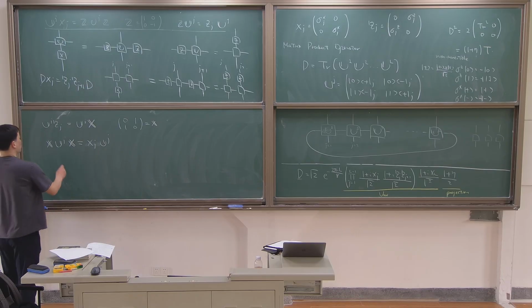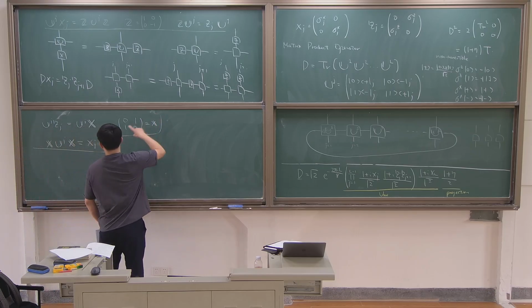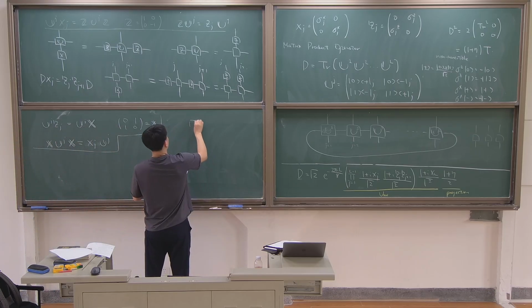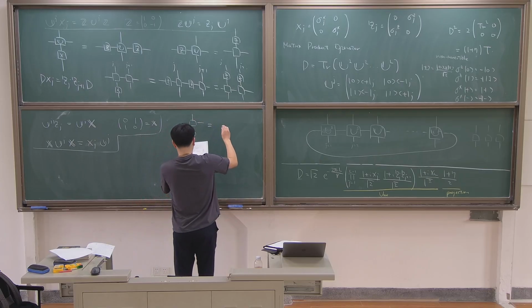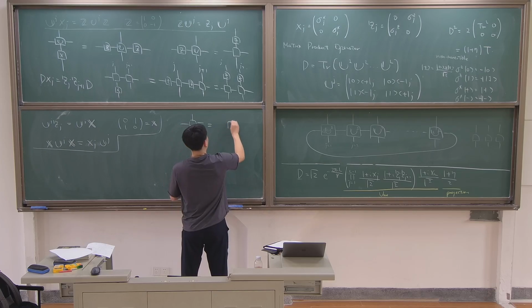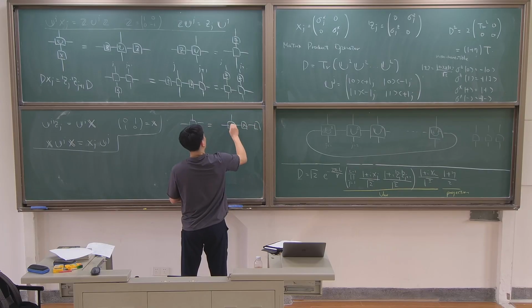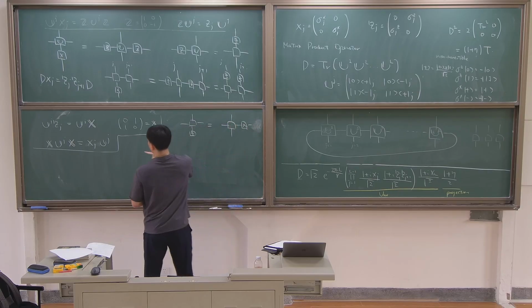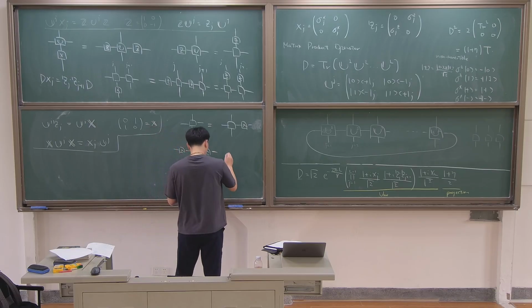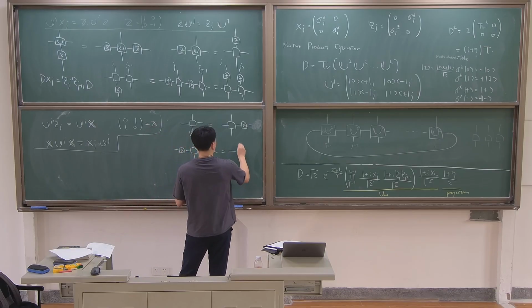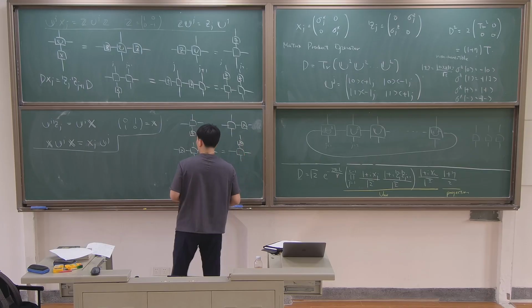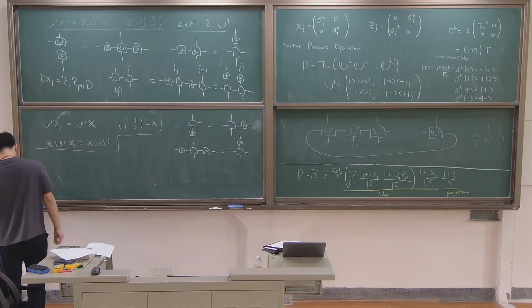So if you use this relation, diagrammatically, this upper one can be understood as follows. Z acts, is equal to U x, like this one, diagrammatically, and then this one can be understood like this. Okay, so like this.